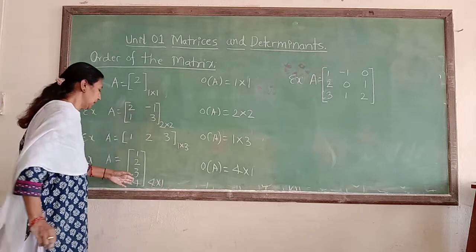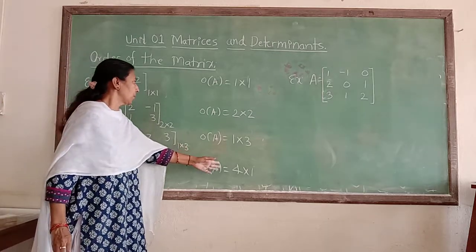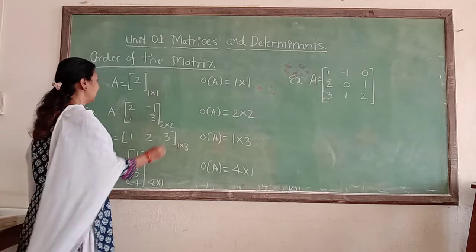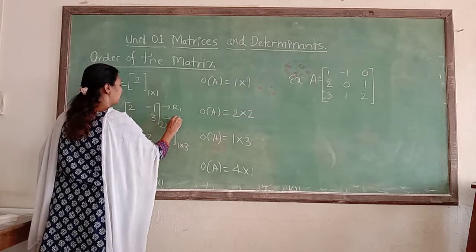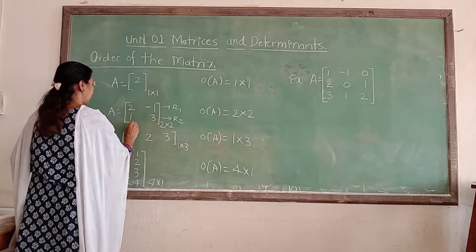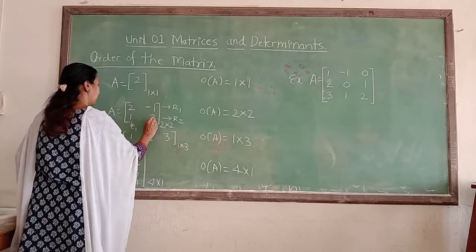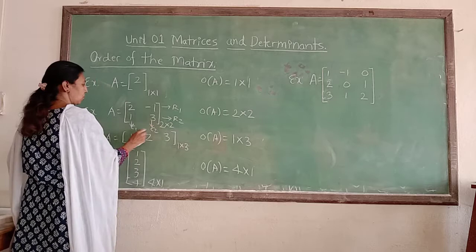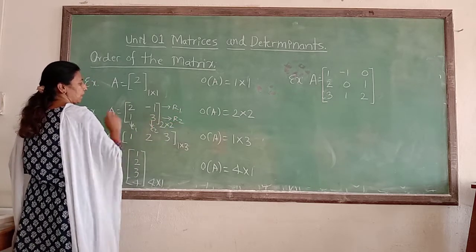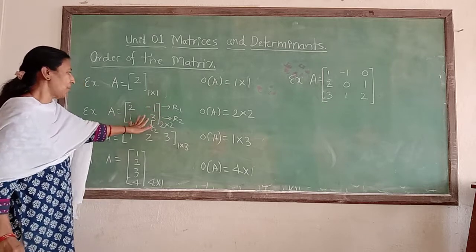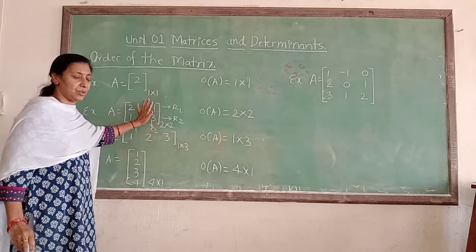4 by 1. This is the order of the matrix. For indication, I am writing here the rows R1 and R2, and the columns C1 and C2. 1 remains first column, 2 remains second column, like that. 1 indicates the first row, 2 indicates the second row. It should always be kept in mind, but should not be written while solving the problems.